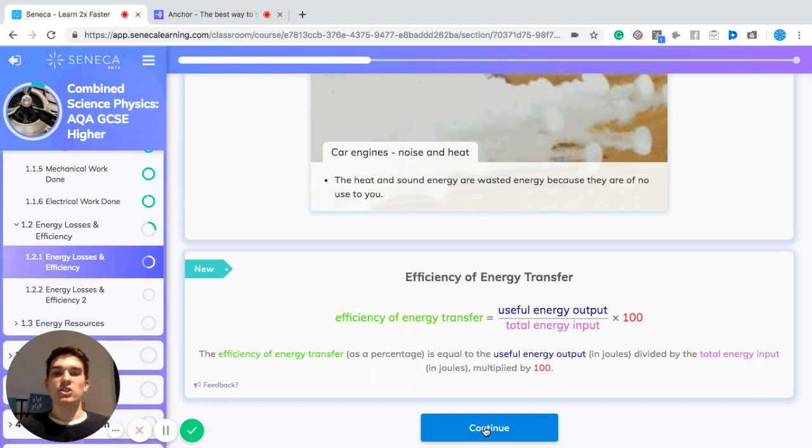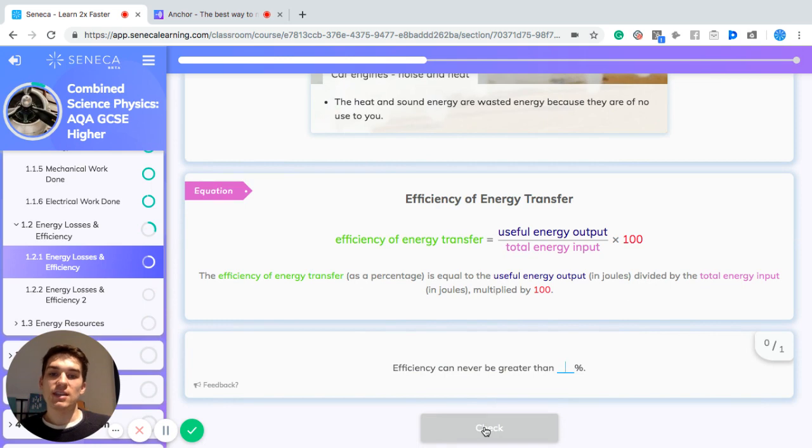Now, when we're thinking about efficient energy transfers, there's an equation we need to know and be able to use to calculate how efficient an energy transfer is. We need to know that the efficiency of an energy transfer is equal to the useful energy that's given out, divided by the total energy input, and that's multiplied by 100. And that basically gives us a percentage efficiency. So I'll say that equation again. It's the useful energy given out, or output, divided by the total energy input, times by 100.